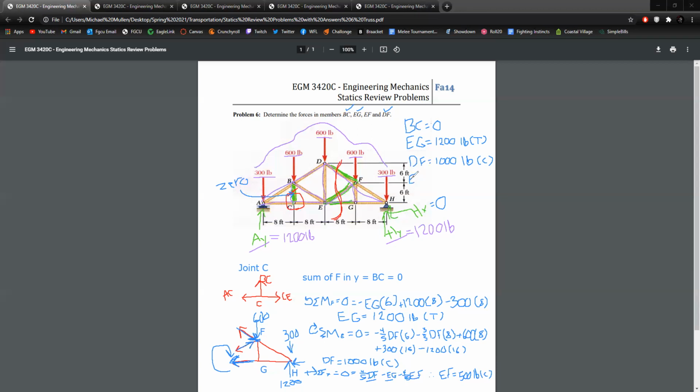So EF is equal to 500 pounds compression. And that is the last internal force that we needed, so we are done with this problem.